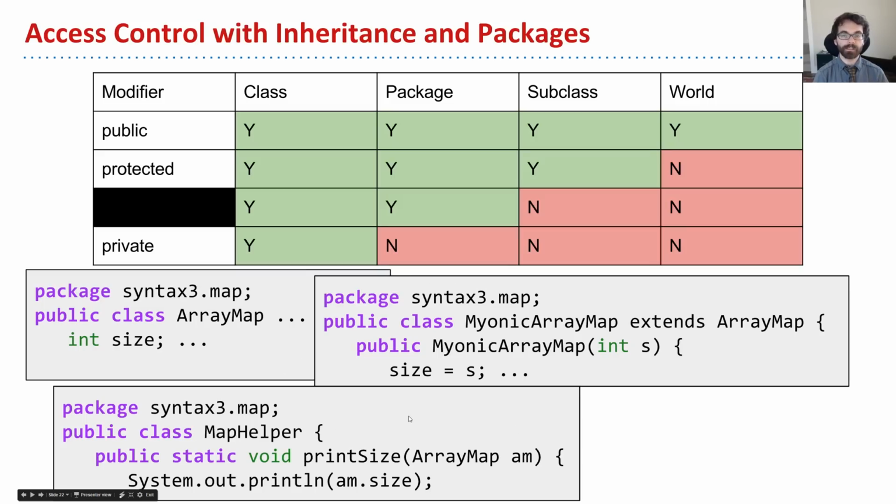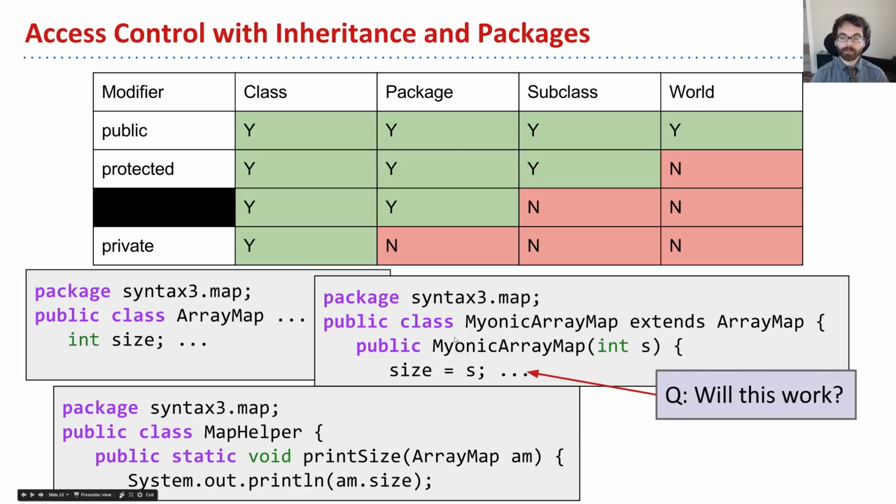So let's consider some little examples here. Maybe you'll think along. So again, we have now changed array map so that this is package private. We have the Maionic array map just exactly like it was before. And now we have a third class called map helper that simply tries to print out the size of an array map using this field name. So first question, do you think this will still work? Maybe you could pause the video and ponder it.